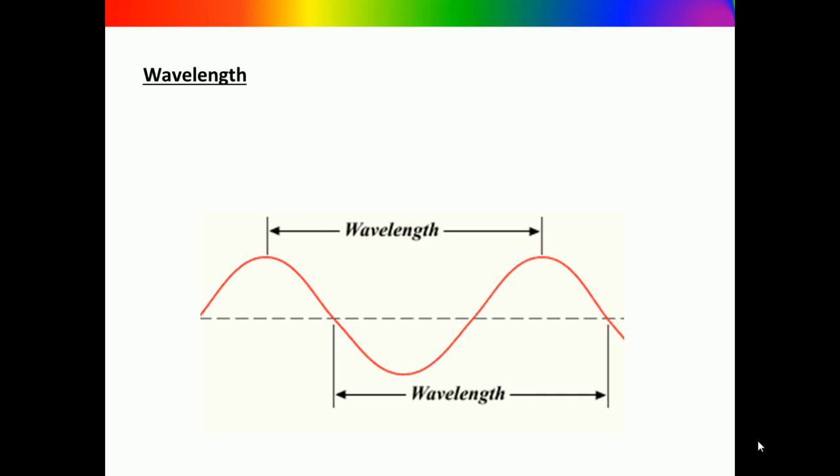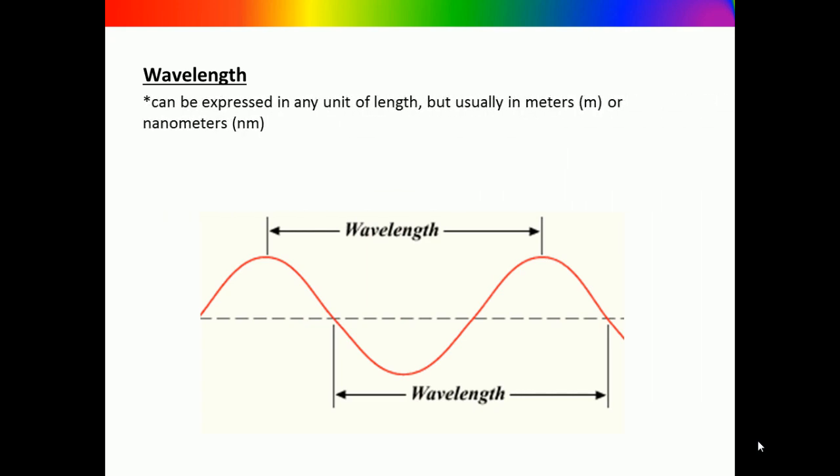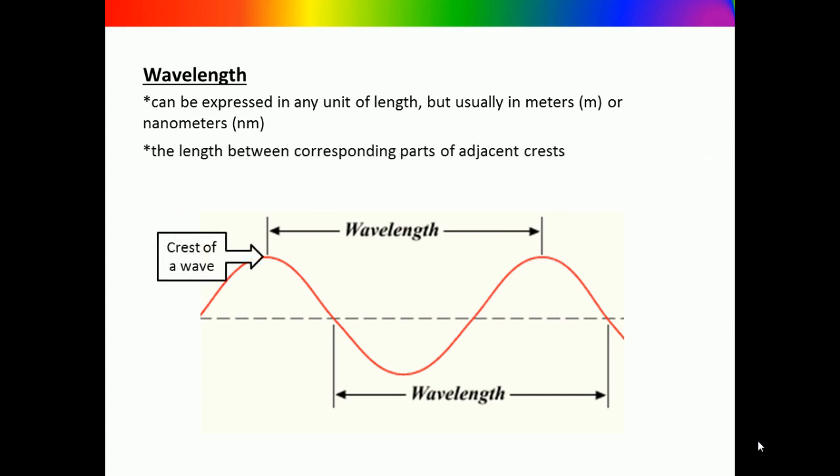Light is composed of many waves of different wavelengths, ranging from large wavelengths, kilometers long, to very small wavelengths that are only picometers in length. When describing the length of a wave, we usually use the units meters or nanometers. One wavelength is defined as the length between two adjacent crests, but you can use any two corresponding adjacent points as shown in the diagram. Wavelength is represented by the Greek letter lambda, which looks kind of like an upside-down Y.